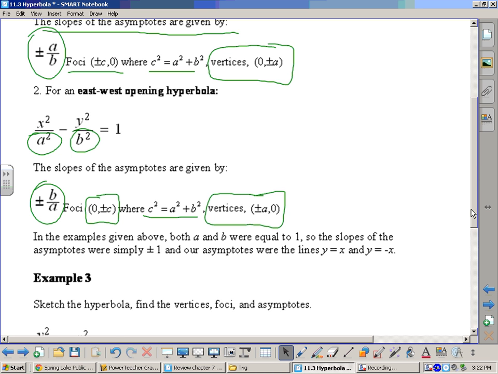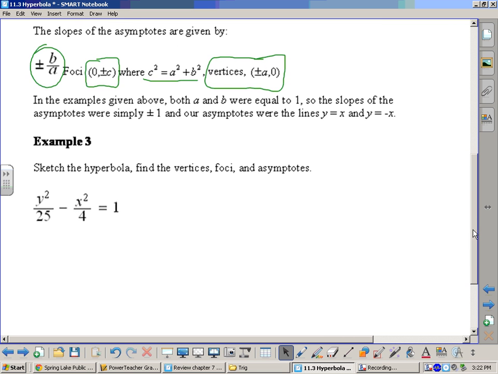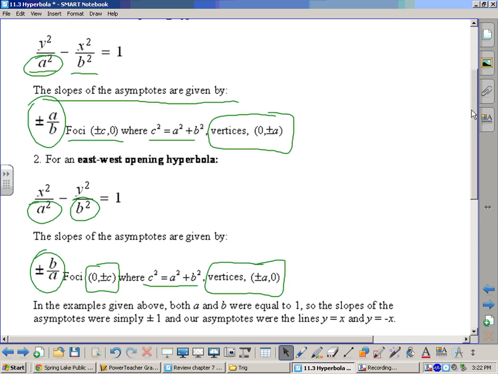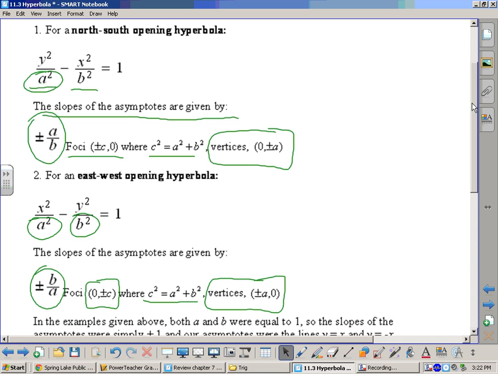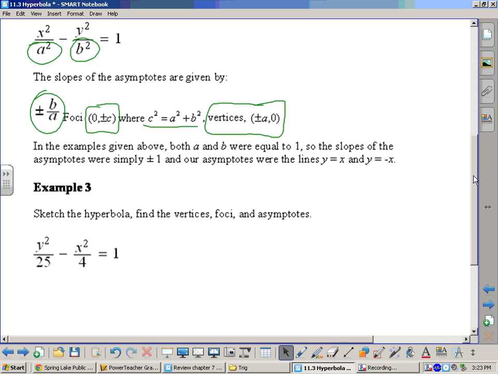So let's look at an example and see if you can determine what the vertices and the slope of the asymptotes are and what the foci are, and see if we can maybe sketch a graph. First, let's just determine if this is going to be a north-south or an east-west. So there's the two forms, north-south, east-west. And if we look at this example, it looks like this is going to be a north-south. So it's going to be opening up and down just based on that form that we have there.